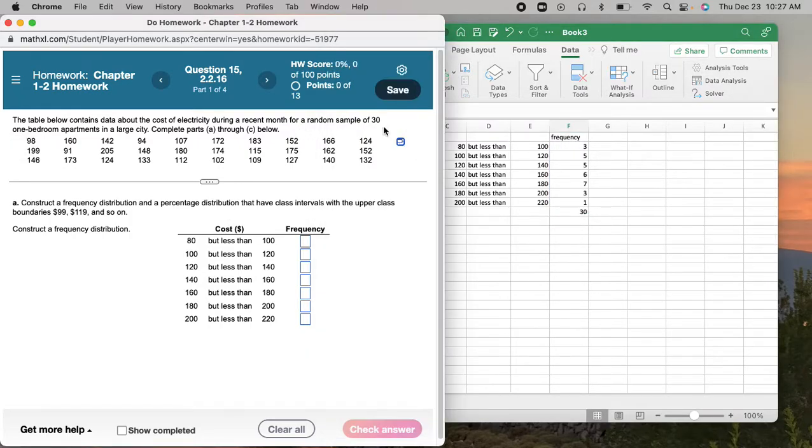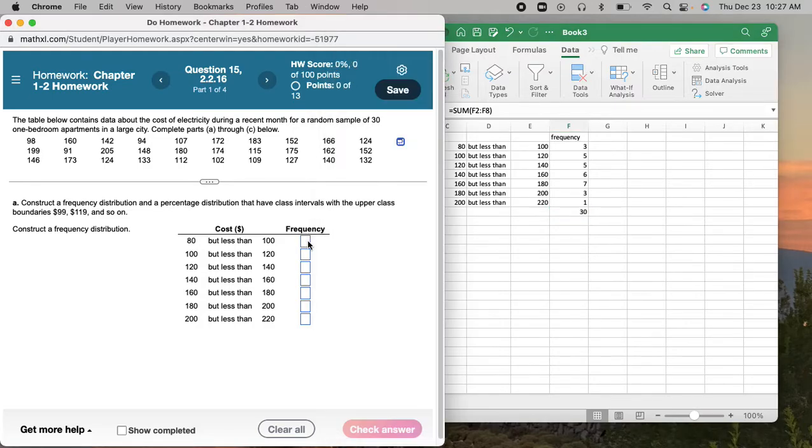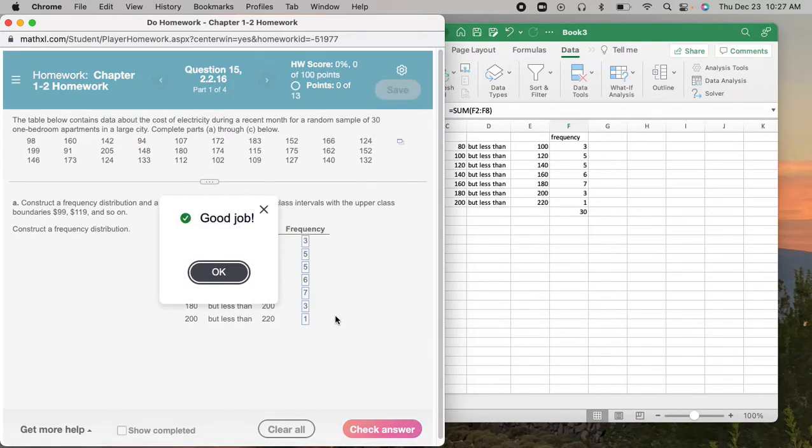So going back in here, we have 31 bedrooms, so here is 30, so I capture all of this. Now that I have that, I just need to type those numbers in here. So we have 3, 5, 5, 6, 7, 3, and 1. All right, and looks like it's good. Awesome.